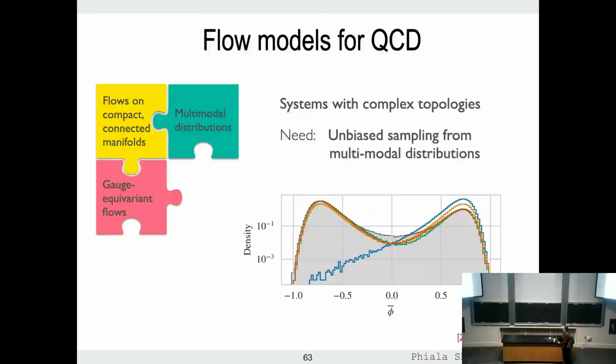What do we need to do for QCD? You have to worry about systems with complex topologies. There's a difference between in principle guarantees of exactness and in practice guarantees of exactness with a finite number of samples that you have to navigate here very carefully.